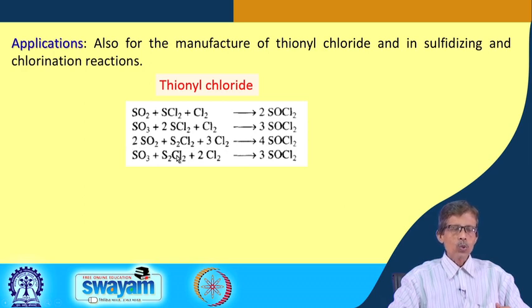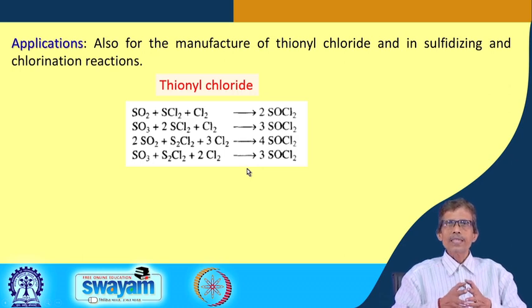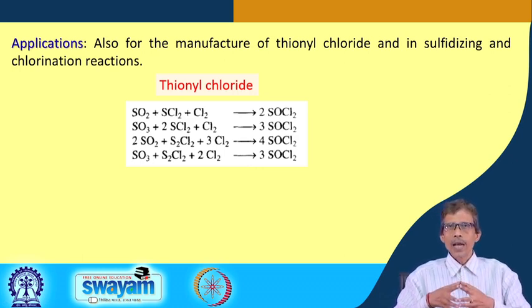And in the next two, again we are using either sulfur dioxide or sulfur trioxide, but now our substrate is disulfur dichloride in presence of chlorine, giving you 4 molecules of thionyl chloride in the first case and 3 molecules of thionyl chloride in the second case. So, the basic strategy for all these 4 different types of reactions is the same. In all these cases, we are using either sulfur dichloride, monosulfur dichloride or disulfur dichloride.